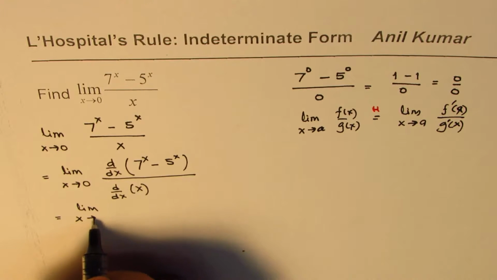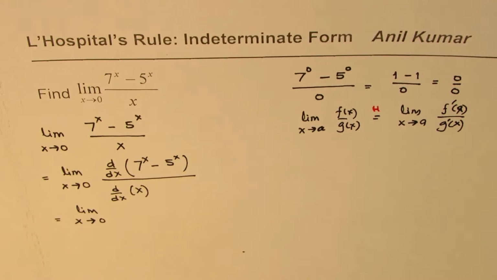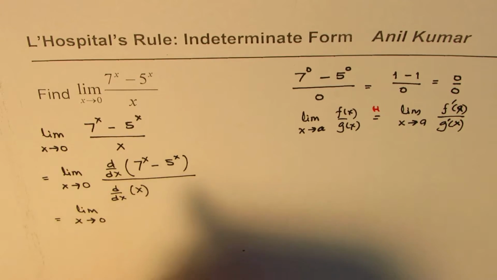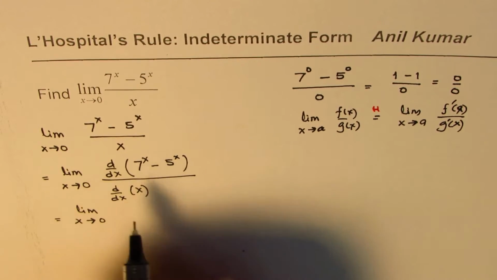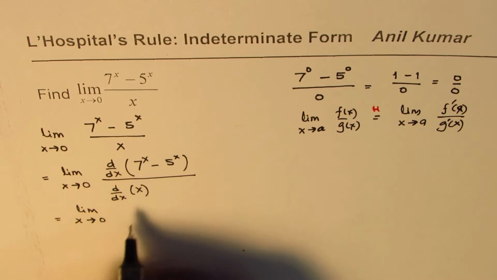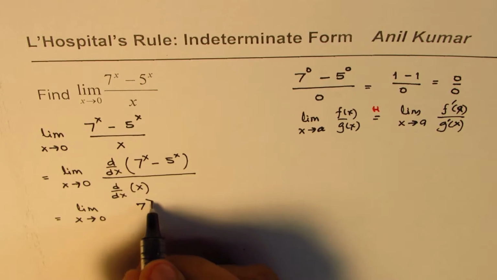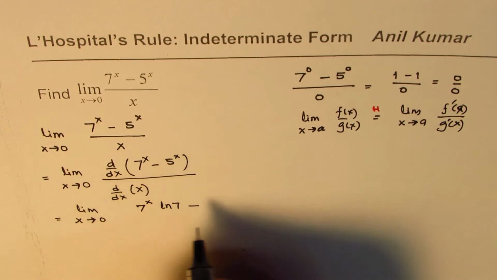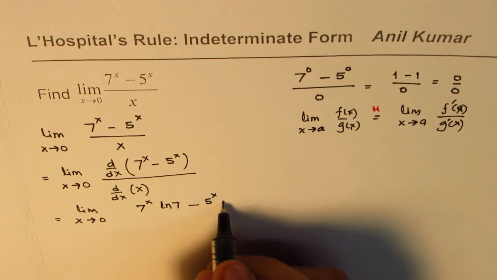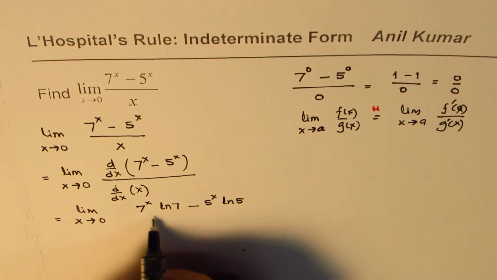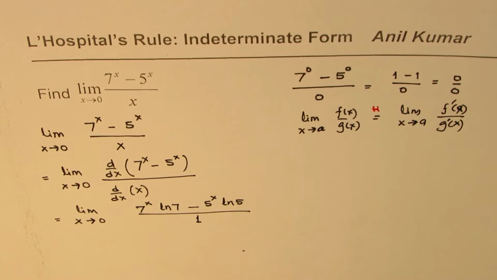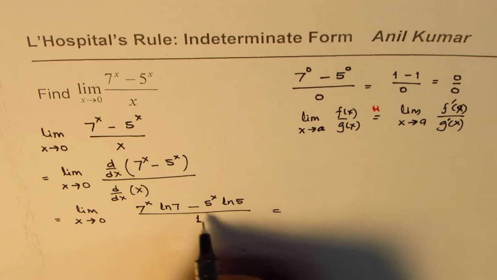You can pause the video, answer the question, and then look into my suggestion. So I think you recall logarithmic derivatives, and there you'll find the formula for this also. Derivative of 7 to the power of x is 7 to the power of x ln 7. Derivative of 5 to the power of x is 5 to the power of x ln 5, and derivative of x is 1. So this is what we get. Now we can simplify this.